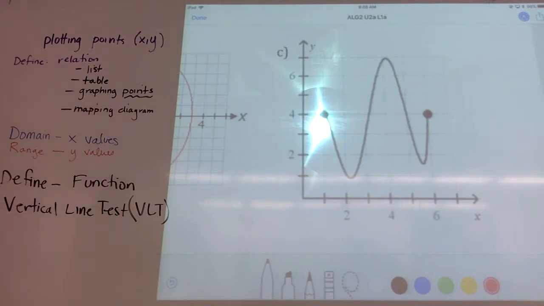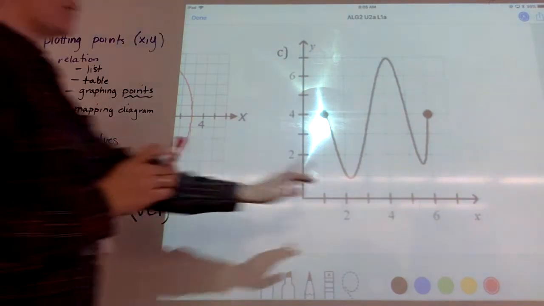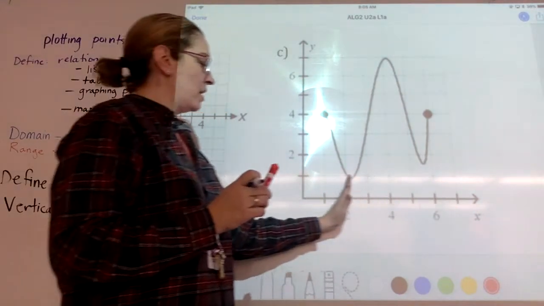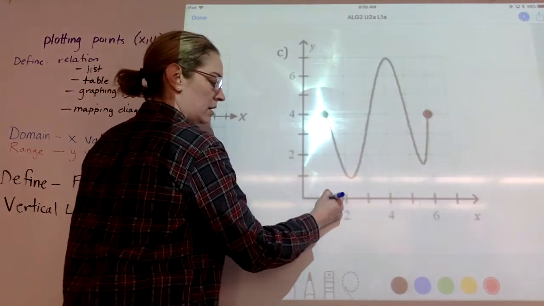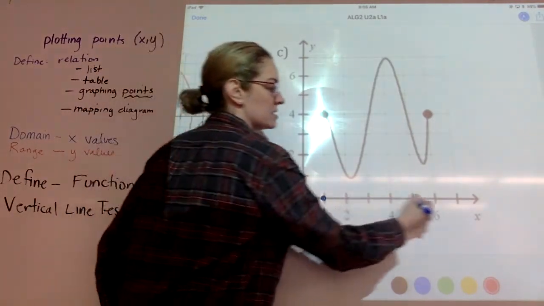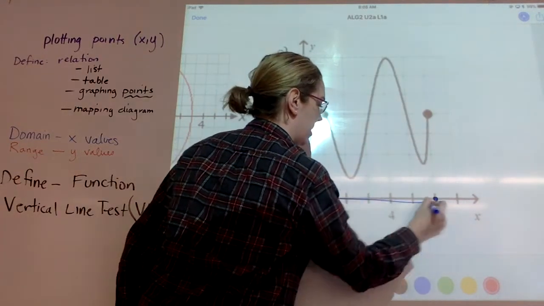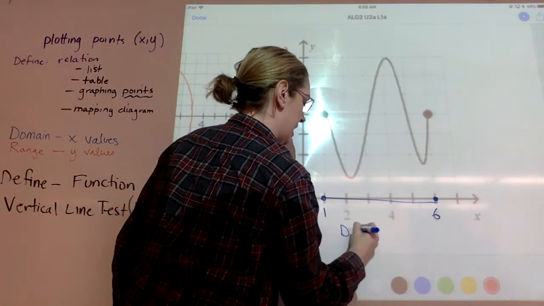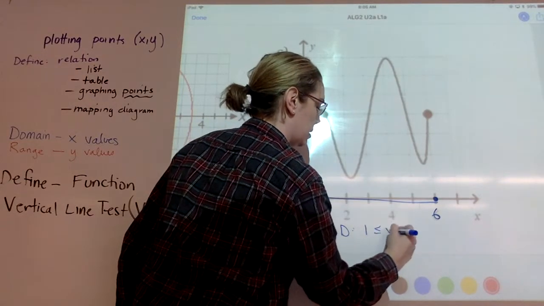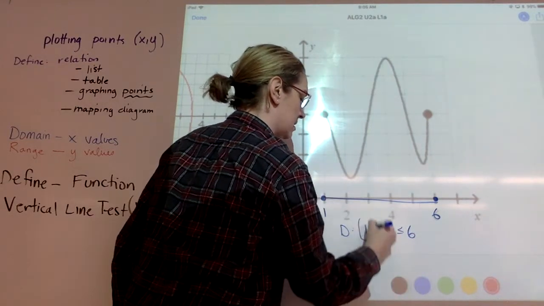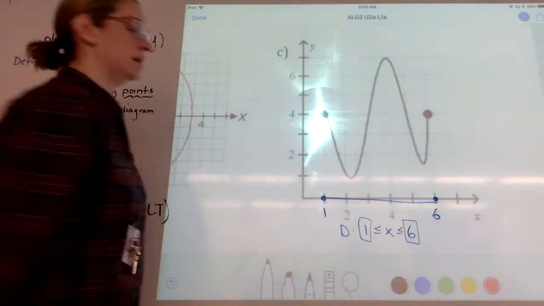All right, so how far left? This is what we're on the axis. So how far left do I go to 1? How far right? 6. So this is going to be, my domain is from 1 to 6. That's it.